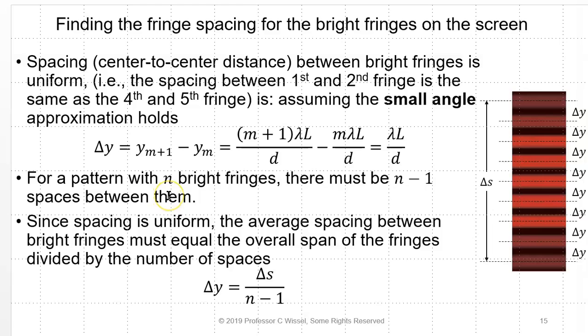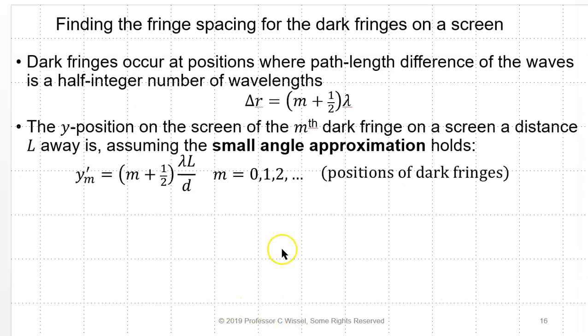For a pattern with n bright fringes, there must be n minus 1 spaces between them. Since the spacing is uniform, the average spacing between bright fringes must equal the overall span of the fringes divided by the number of spaces. So we can say that delta y is delta S, the overall span, divided by n minus 1, where n is the number of fringes total.